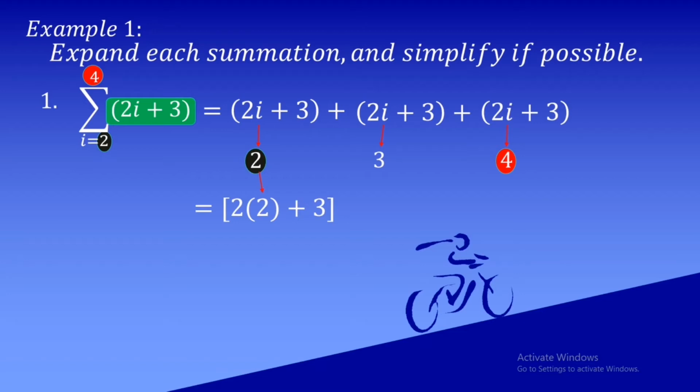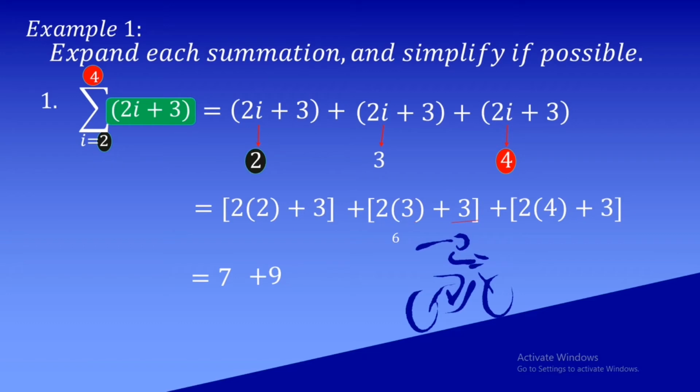The first term is 2, then the second term is 3, and for the last term of the upper bound, the value of i is 4. Then get the product. 2 times 2 is 4, plus 3 is 7. Then 2 times 3 is 6, plus 3 is 9. Then 2 times 4 is 8, plus 3 is 11.